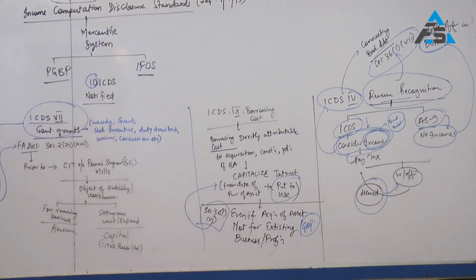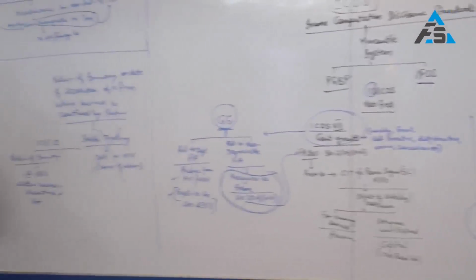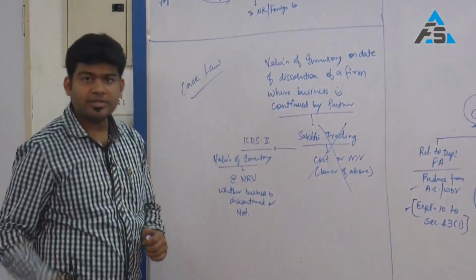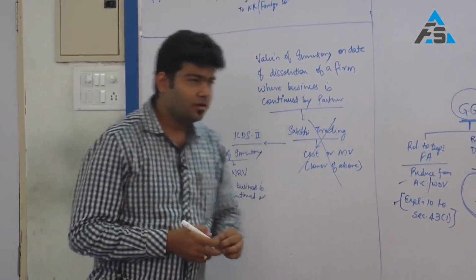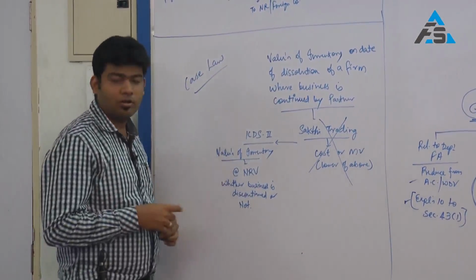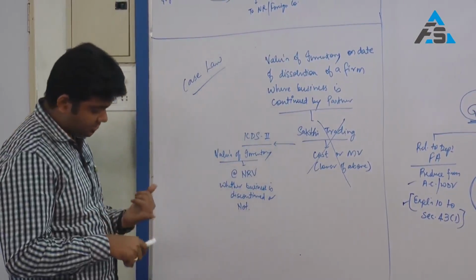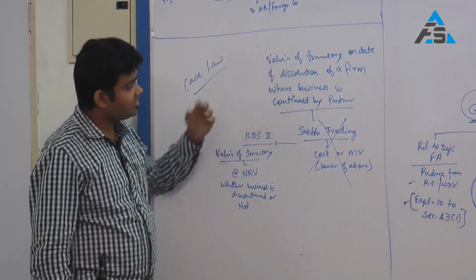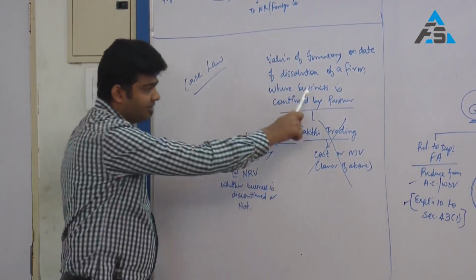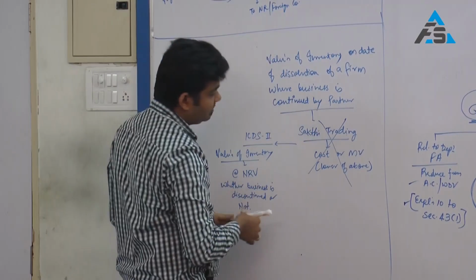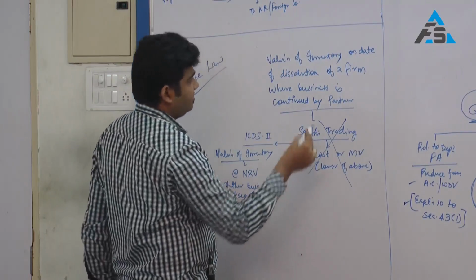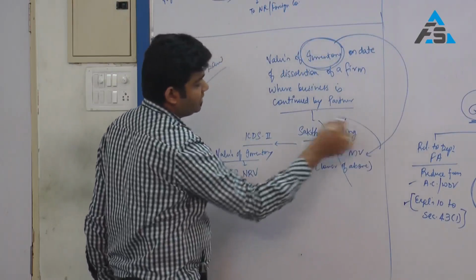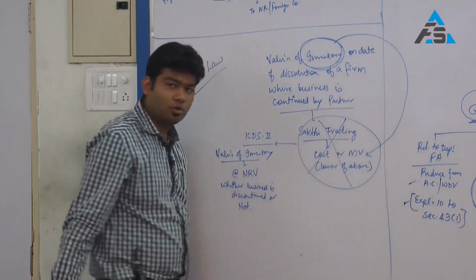Moving on, through a case law, which is ICDS 2, valuation of inventory, and there is again accounting standard 2 as well for valuation of inventory. We all know the landmark case laws of Shakti Trading and Ala Firm. Shakti Trading says valuation of inventory on the date of dissolution of a firm where business is then continued by the partner. There the valuation of inventory will be cost or market value, whichever is lower.